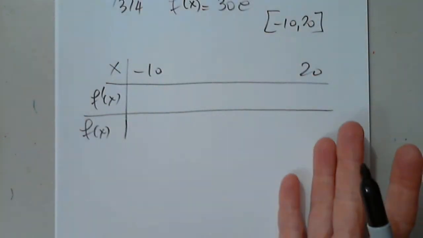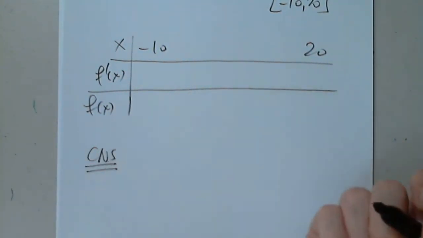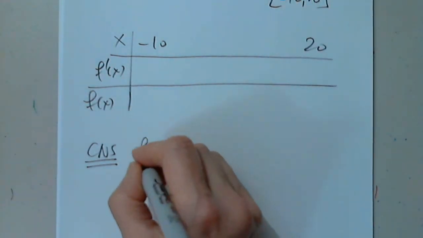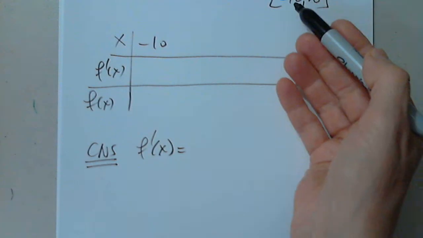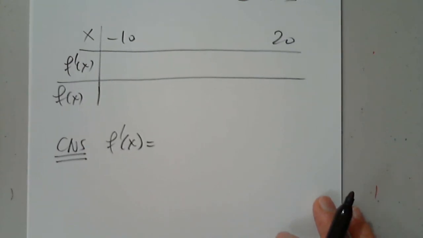So in order to find max min, of course, I have to find critical numbers if they exist. This function is always defined, always. So let's find f prime of x. But of course, we are given negative 10 to 20. So let's find f prime of x. Can anyone help us with f prime of x?